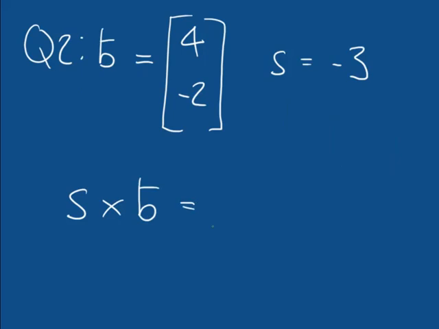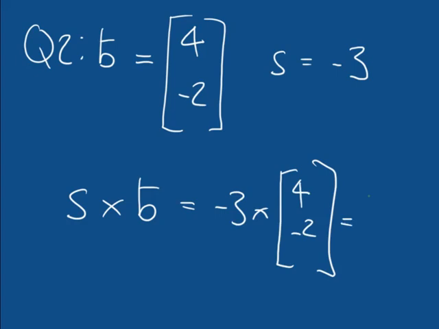Okay, welcome back everyone. So we know s times b is equal to minus 3 times our vector, which is 4, minus 2. And we know that's going to be equal to a vector with two components. The first component is going to be equal to minus 3 times the first component of our vector. That's minus 3 times 4, which is minus 12.